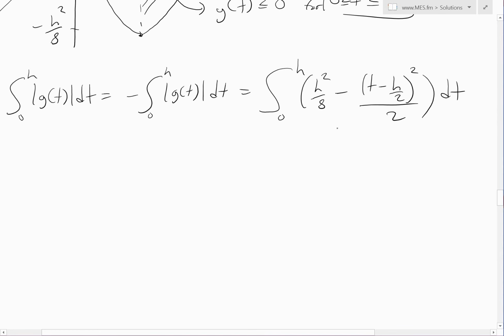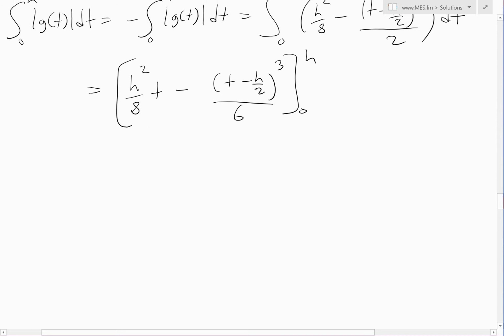Now we just need to solve this out, and when we solve it, we get right here, this is a constant, so that just becomes h over 2 t minus, again, t minus h over 2. It's going to be cubed, so put the 3 down, we get a 6 right here. This is from 0 to h.